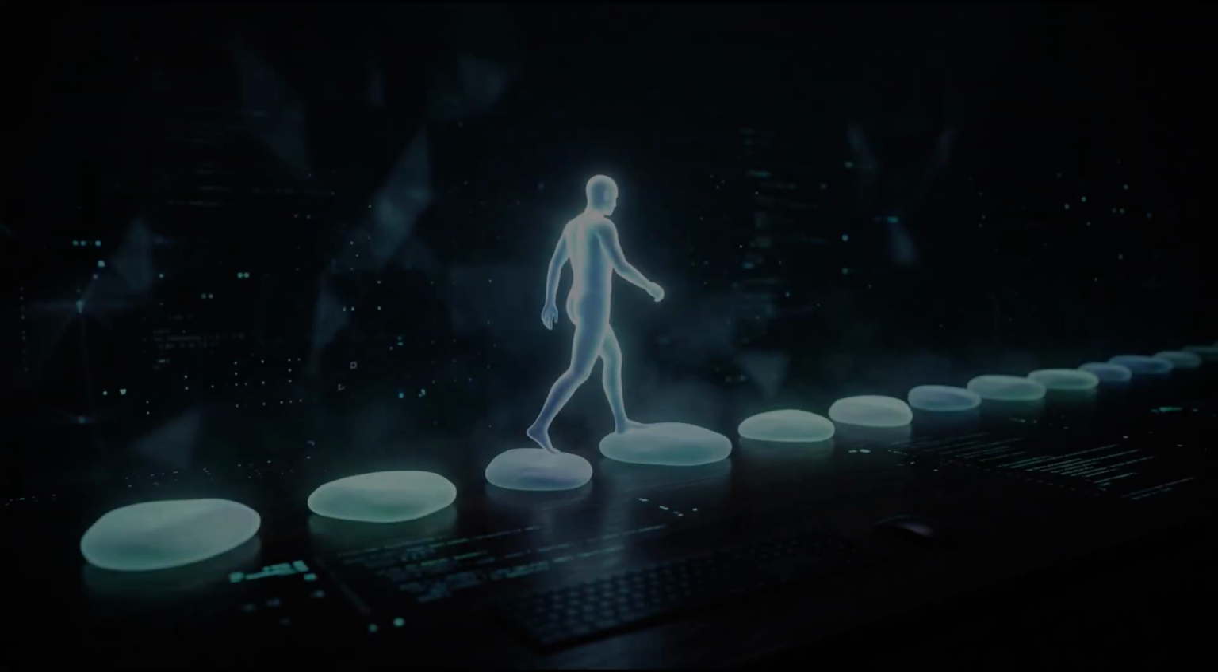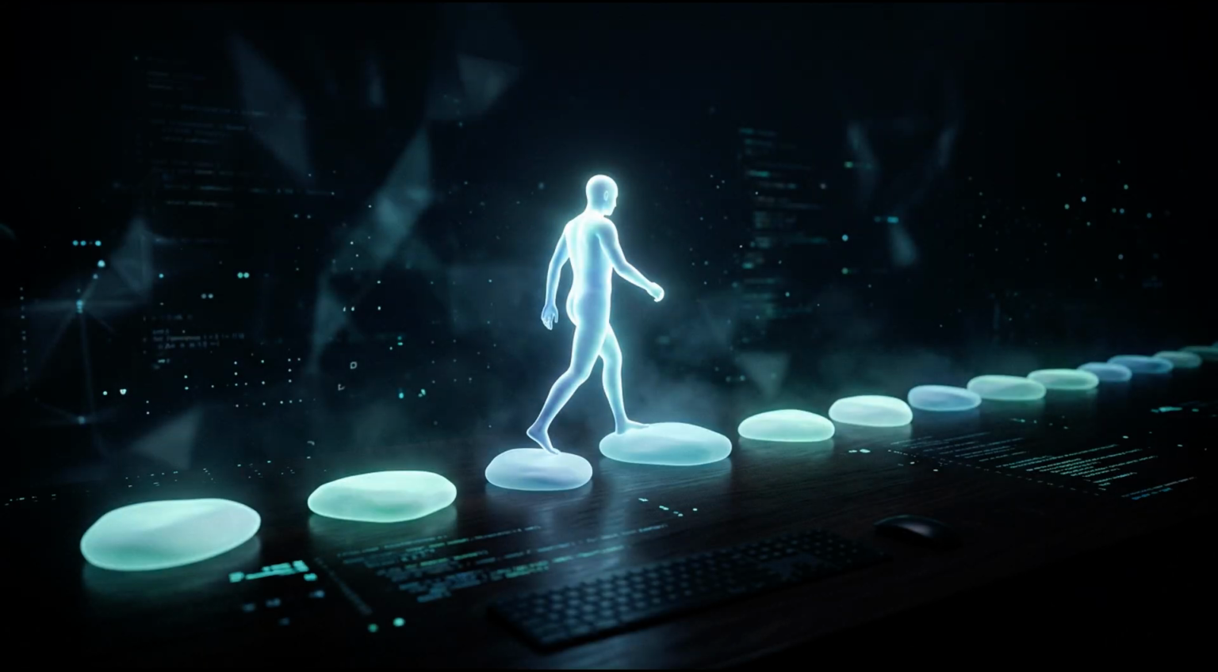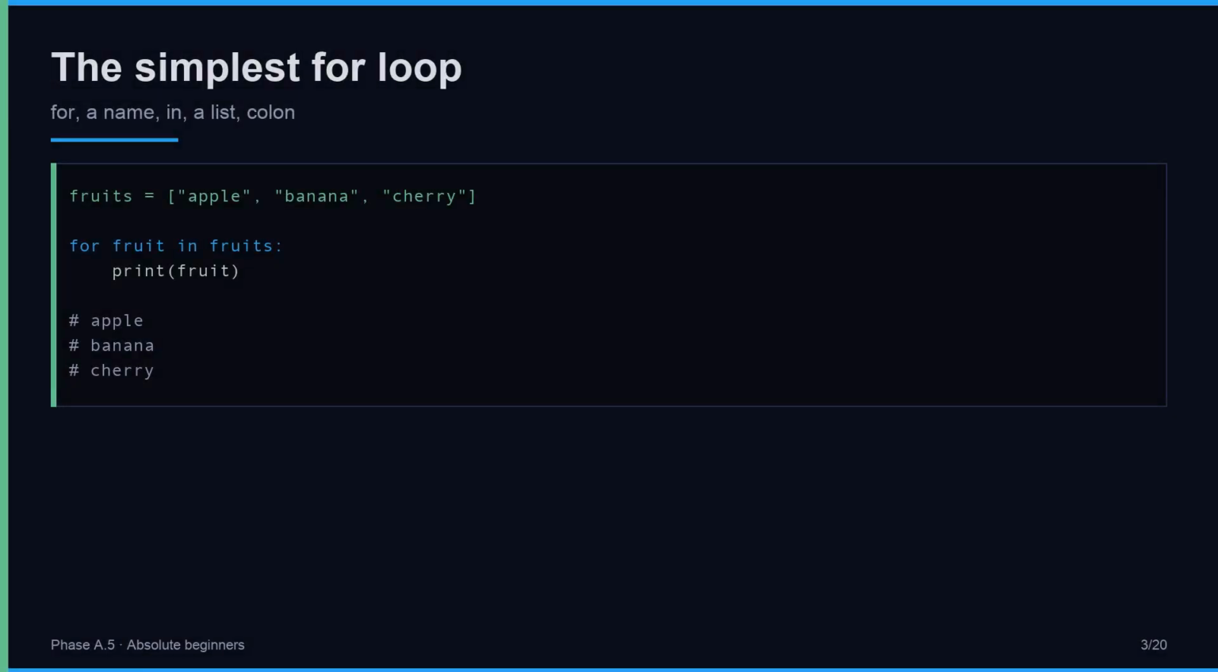From one to every. Until now your code ran top to bottom, one line after another. Today you learn to repeat, to walk a list, one item at a time, and do something with each. Here is the simplest for loop in Python.